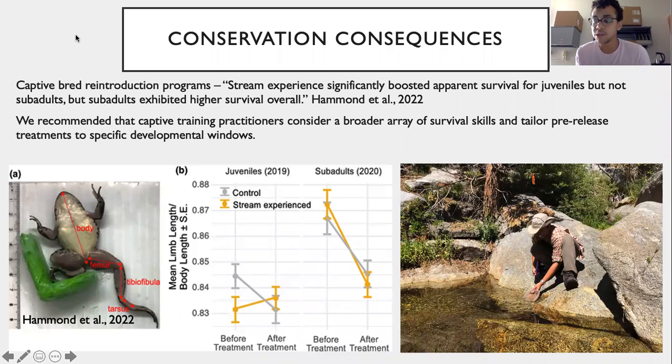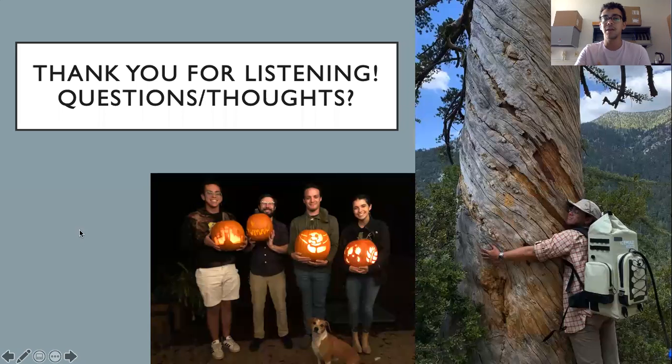So how does this work for conservation initiatives? This is a program that I was part of at the San Diego Zoo, where we were looking at the stream experience of the mountain yellow-legged frog in the Sierra Nevada range. And we found that stream experience boosted apparent survival for juveniles, but not subadults. But subadults exhibited higher survival overall. And we recommended that captive training practitioners consider a broader array of survival skills and tailor pre-release treatments to specific developmental windows.